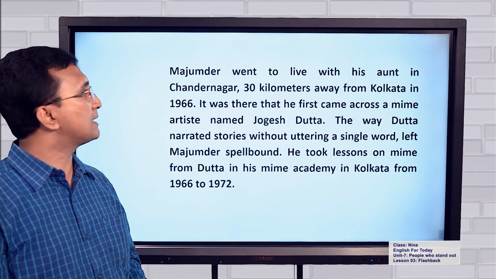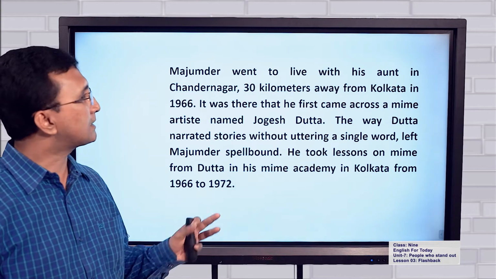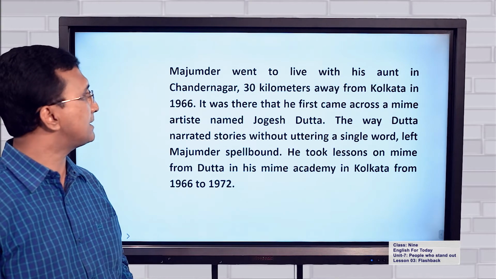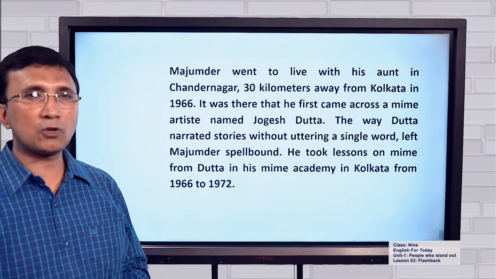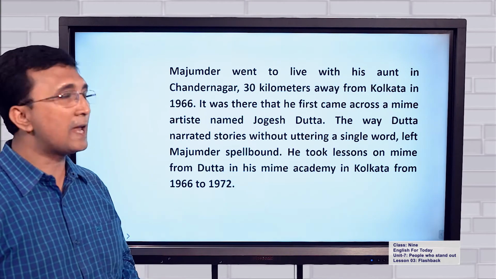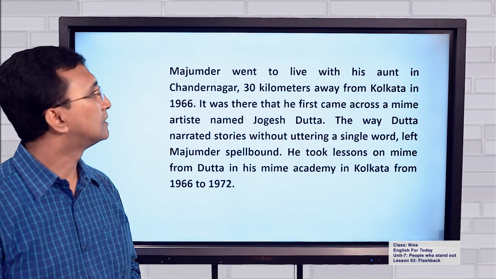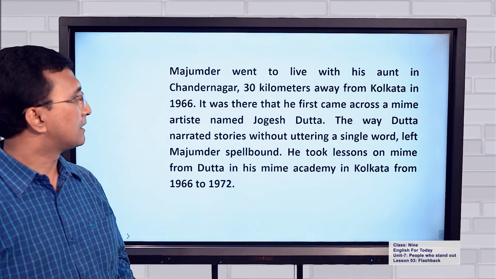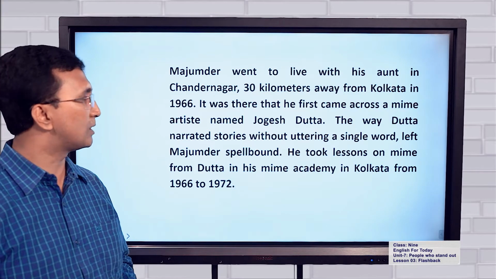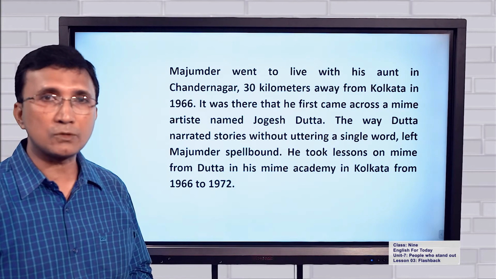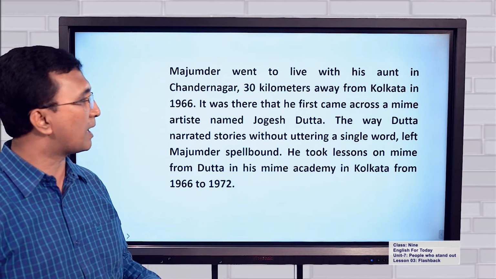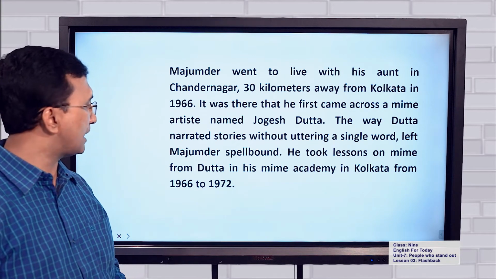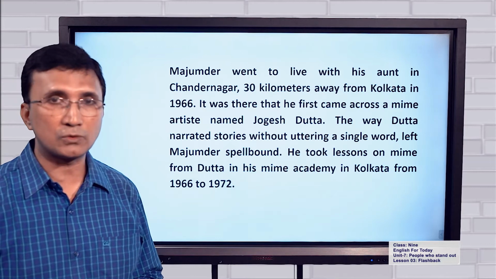Majumdar went to live with his aunt in Chandernagar, 30 kilometers away from Kolkata in 1966. It was there that he first came across a mime artist named Jogesh Datta. The way Datta narrated stories without uttering a single word left Majumdar spellbound. He took lessons on mime from Datta in his mime academy in Kolkata from 1966 to 1972.